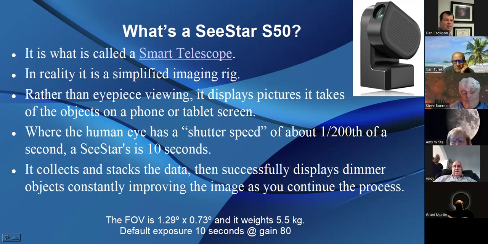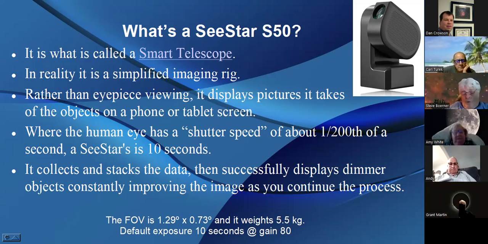But it's what's called a smart telescope. And a smart telescope is really nothing more than a rudimentary, I'm going to call it an imaging rig, something you set up in the field and you can take pictures with. And then you deal with the pictures instead of looking through an eyepiece. To look at the pictures, you're going to connect to it with a cell phone or a tablet, and you're going to see the pictures on that screen.